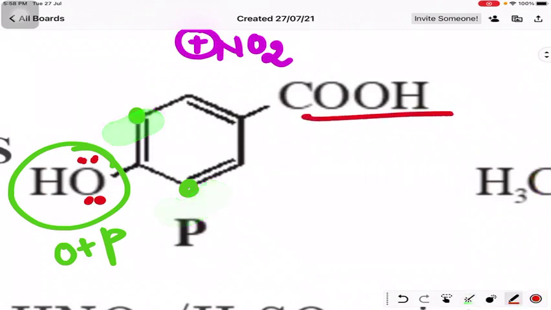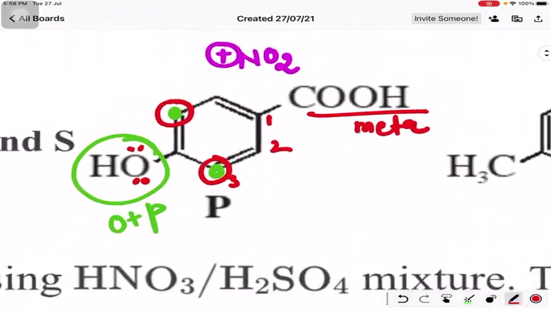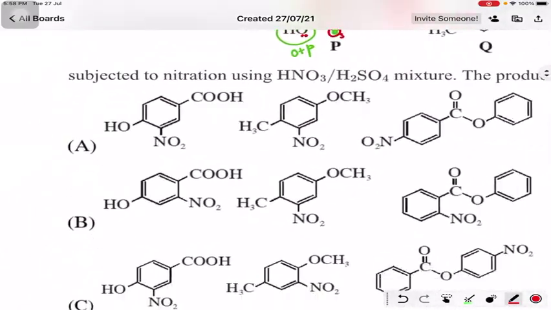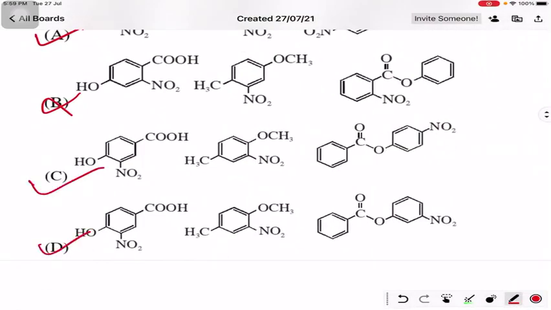Whereas the COOH group is meta directing, so with respect to it, the meta position is this position. These are the positions where attack can occur. So from the options we can eliminate one. This is option number A, where attack is at the ortho position. This cannot be the answer. These can be the options.